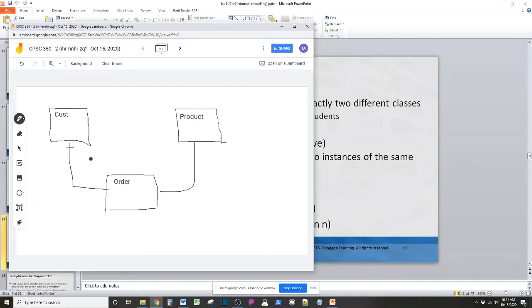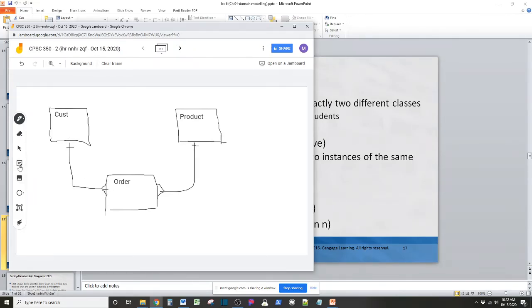So this would be an order is placed by one customer, and this is the crow's foot approach here. So a customer can place many orders. A product can be a part of many orders, and a single order can only contain one product. So here we have another one-to-many relationship. In this case, because this is the one side, this is required, and this is the many side, this is the one that's dependent on that.